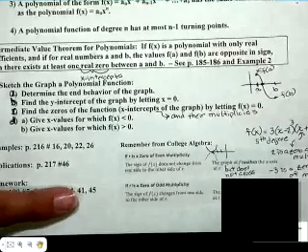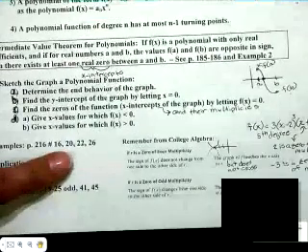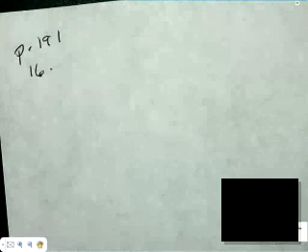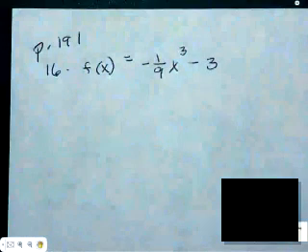All right, number 16. F of x equals negative 1/9 x cubed minus 3.